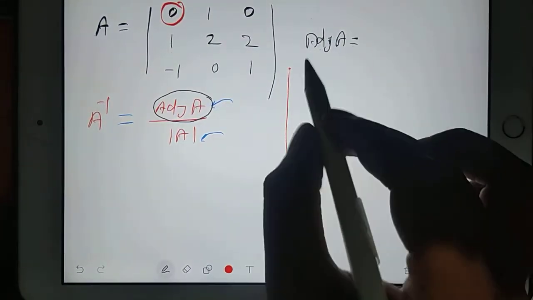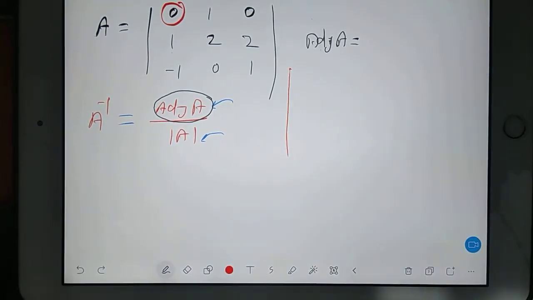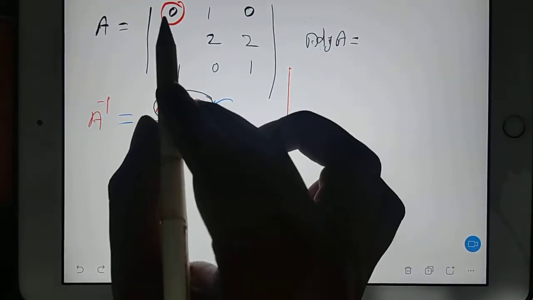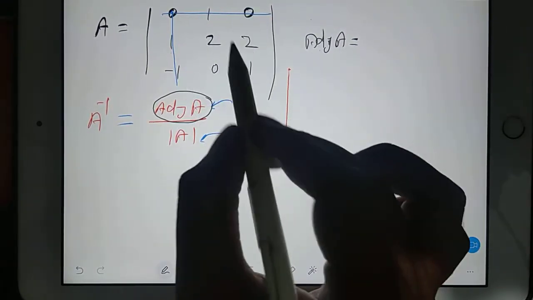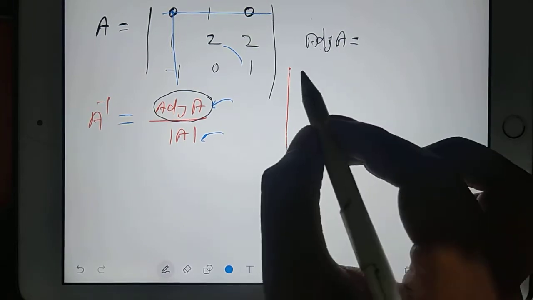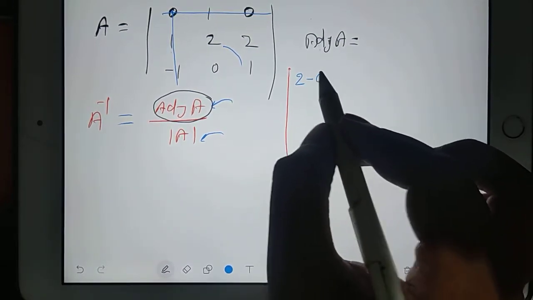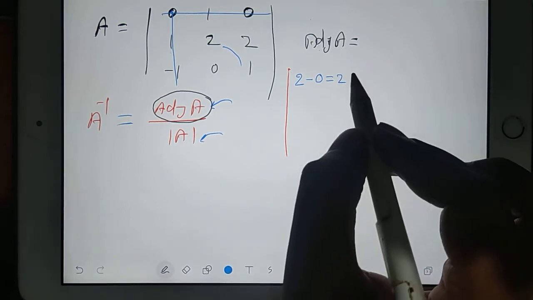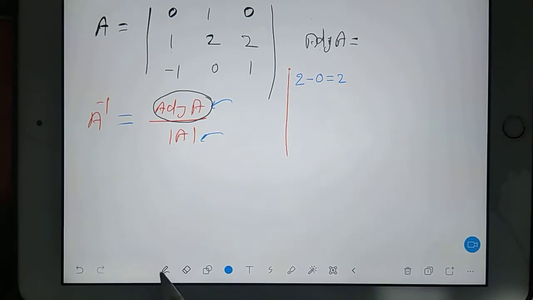So for 0, no problem, answer will come 0. Oh sorry, I have to find out cofactors. So for 0, leave this. Multiply this, you'll be getting how much? 2 here minus 0 here. So answer is 2. Okay, this is the cofactor. Now power, you have to multiply with minus sign.